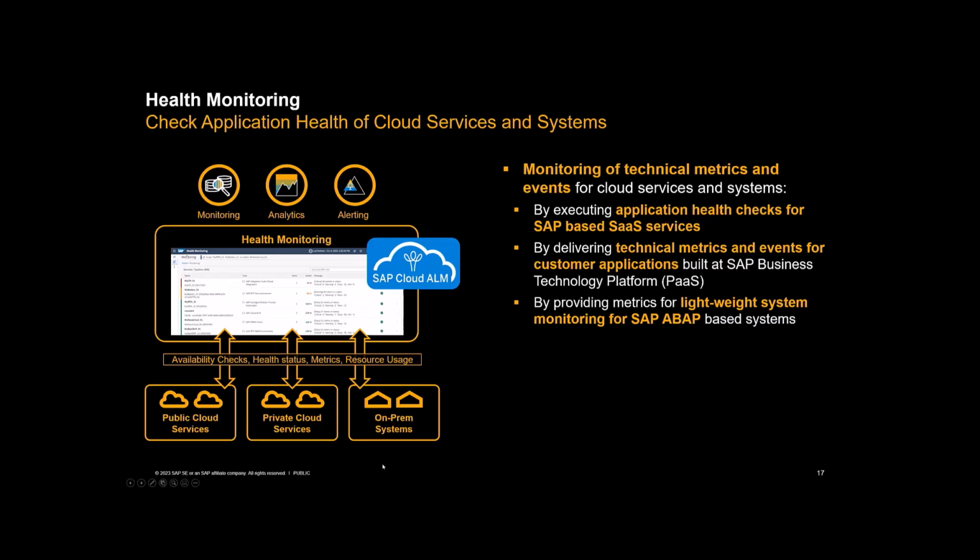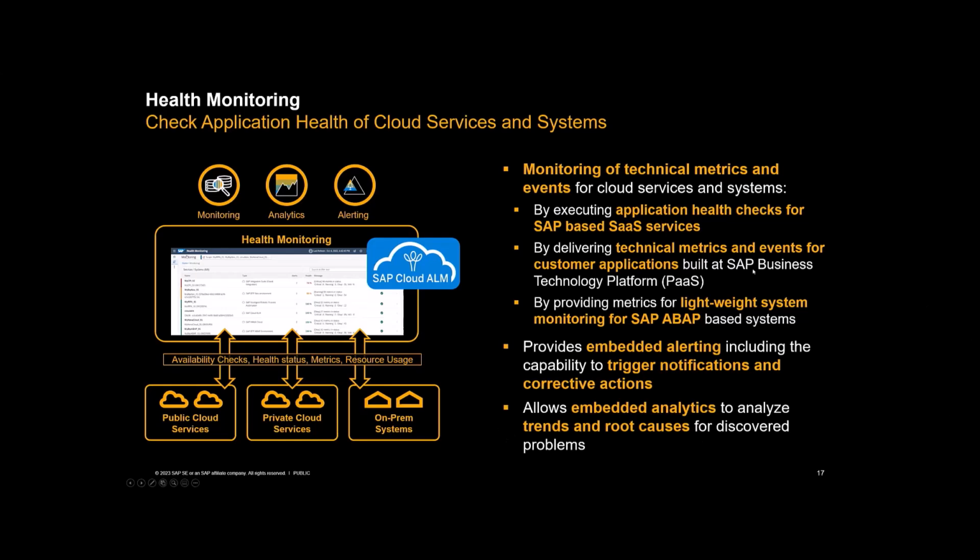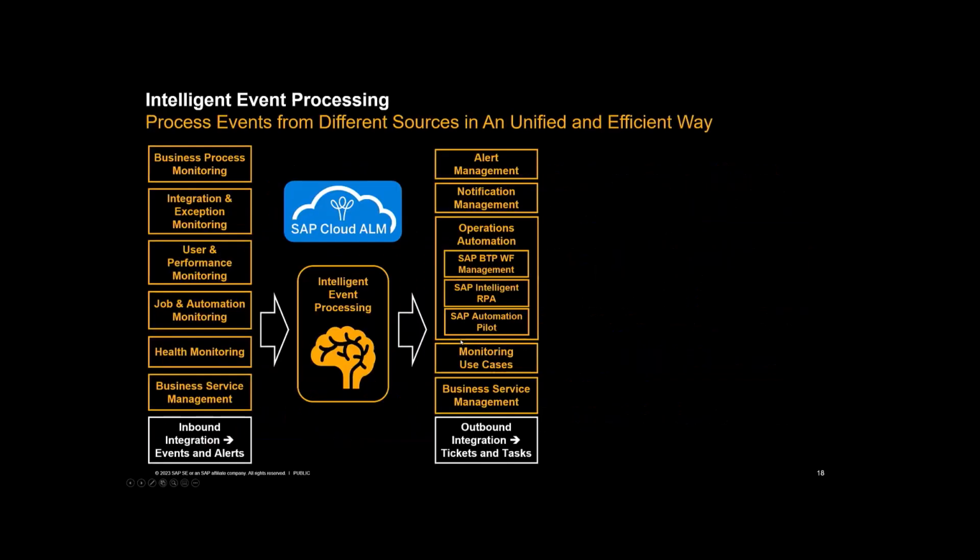We have, for instance, application checks for CPI, where we check the JMS queues, or application checks for HANA Cloud, where we check a lot of different technical parameters. Good, and embedded is then also alerting, obviously, as well as analytics. So we also store the history of the data. You can keep this for a longer period of time so that you can conduct root cause analysis sufficiently. Good. These are the monitoring use cases.